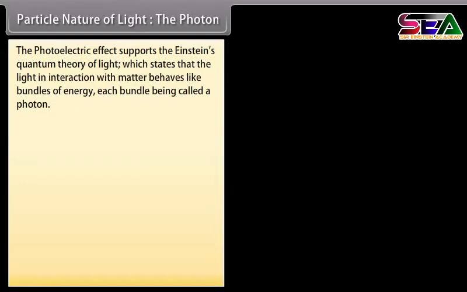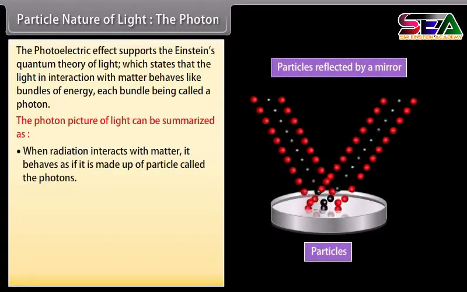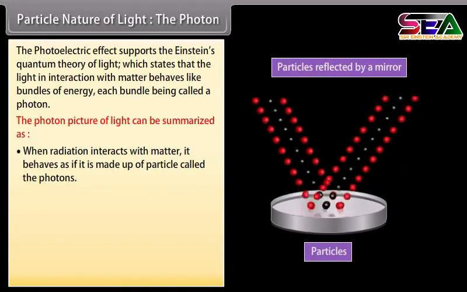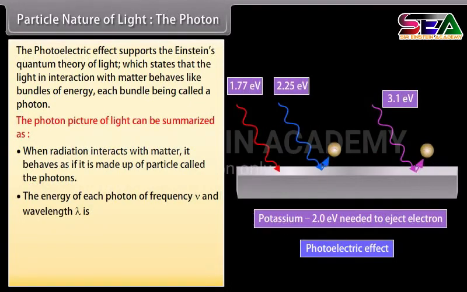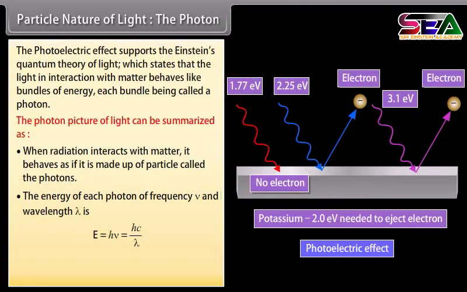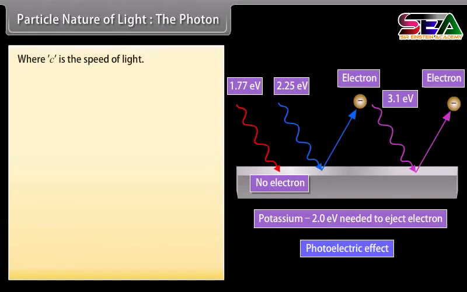Particle nature of light, the photon. The photoelectric effect supports Einstein's quantum theory of light, which states that light in interaction with matter behaves like bundles of energy, each bundle being called a photon. The photon picture of light can be summarized as: when radiation interacts with matter, it behaves as if it is made up of particles called photons. The energy of each photon of frequency ν and wavelength λ is E equals hν, which is equal to hc by λ. The momentum of a photon p is equal to hν by c, which equals h by λ, where c is the speed of light.